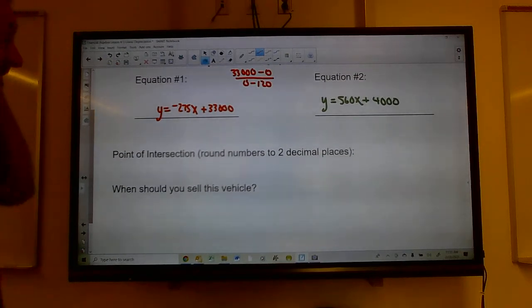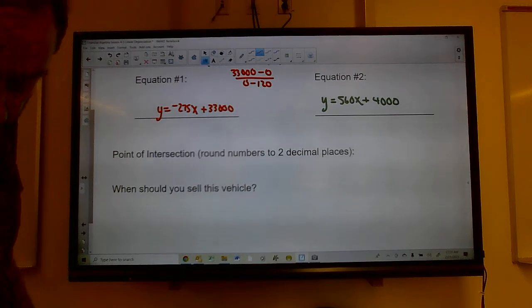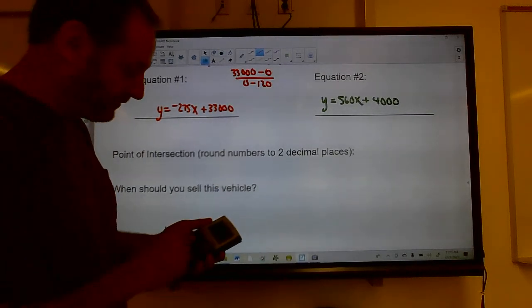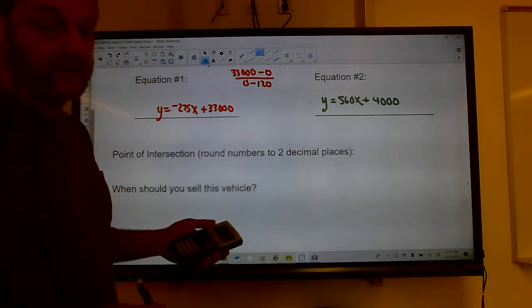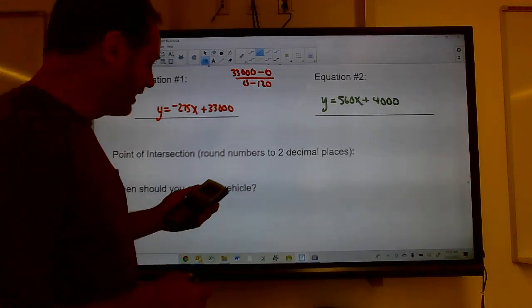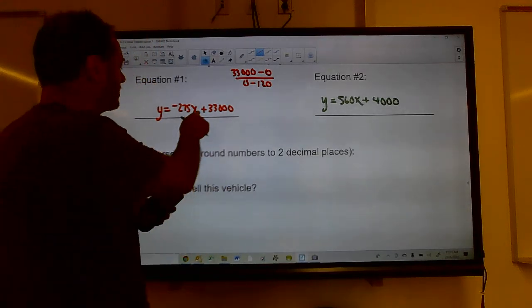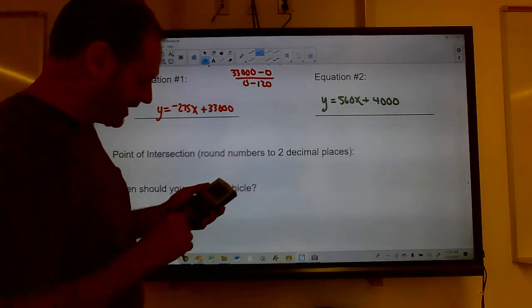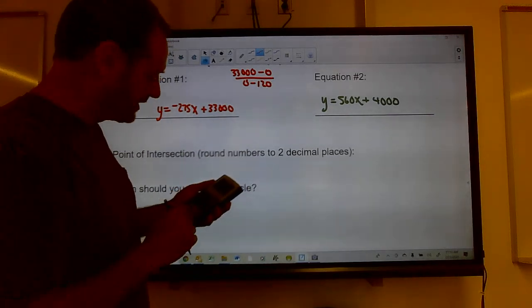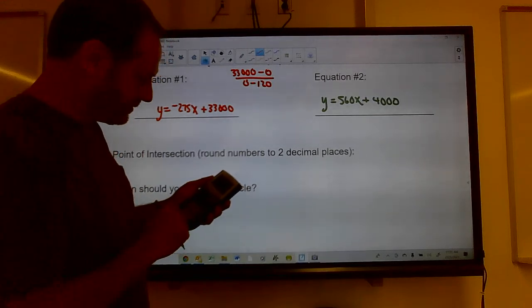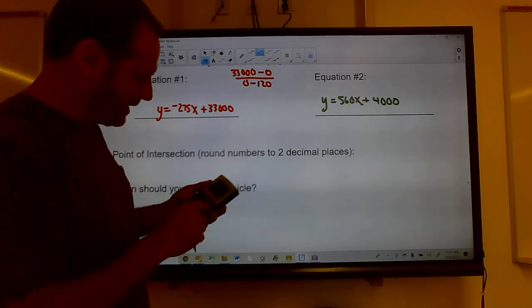Find the point of intersection, round the numbers to 2 decimal places. Okay, so I can do it with my calculator. So if you have a graphing calculator, or you can go on Desmos. If you don't, you can do it on Desmos. Okay, I put in, this is the same equation that I had before for y1, so I'm just going to arrow down to y2, and I'm going to change this to 560x plus 4,000. And I'm going to graph it again.